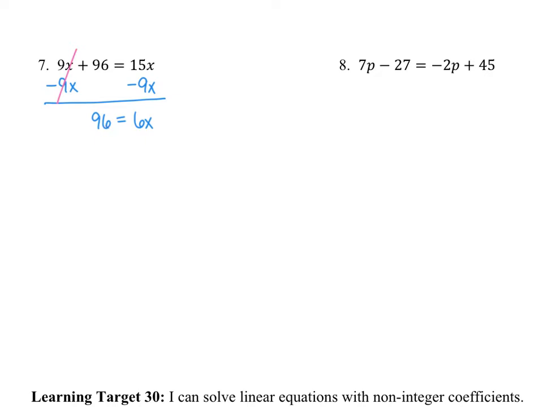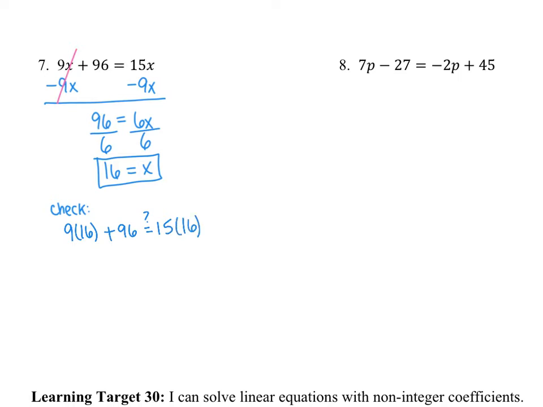So we have 96 is equal to 6x, so that's really 6 times x. To get rid of the 6, we're going to divide each side by 6. 6x divided by 6 is x, and then we need to do 96 divided by 6, which is 16. So we got x equals 16, and we want to check that answer, especially when you have variables on both sides, because now we have two places to plug in our variable. So 9 times our x, which we're saying is 16, plus 96, is that really equal to 15 times our x, which is 16? We want to check to make sure we are correct.